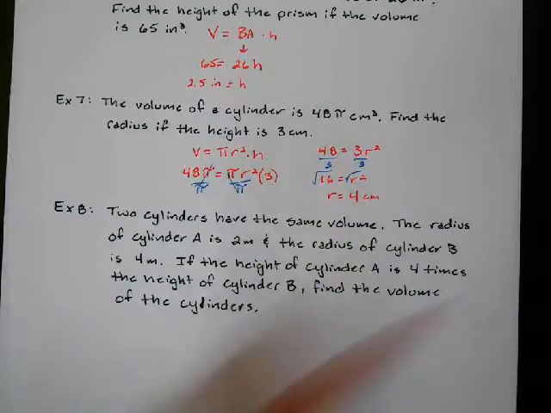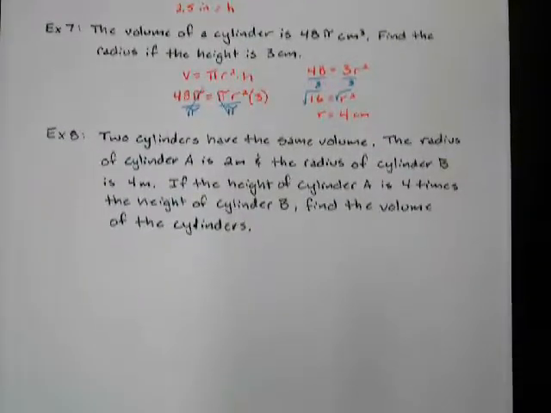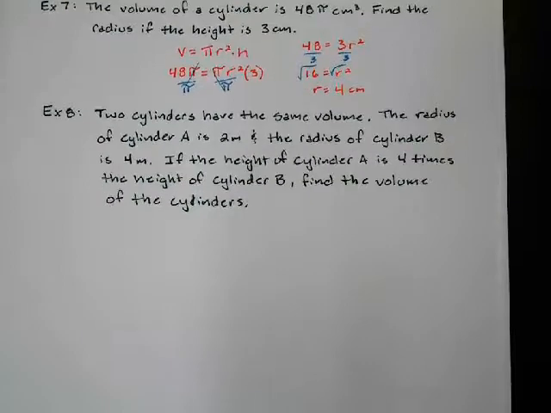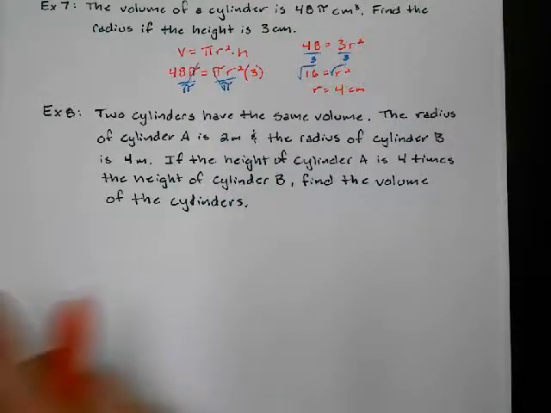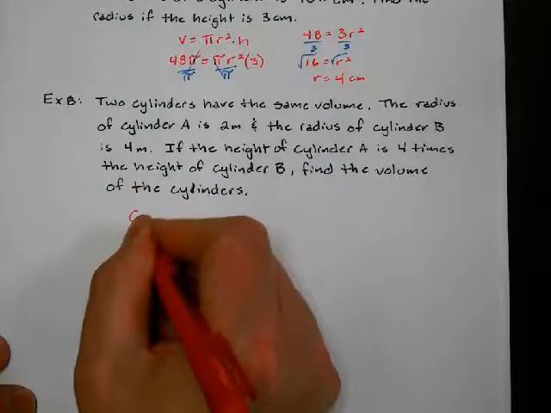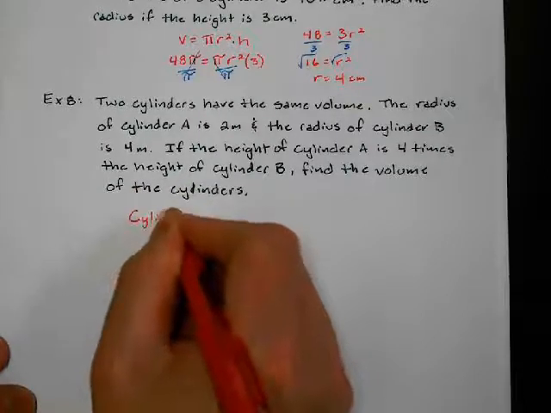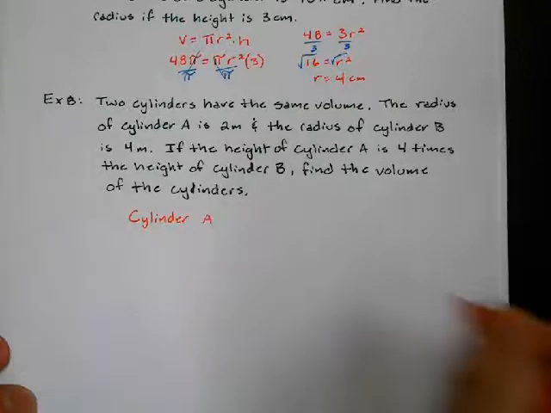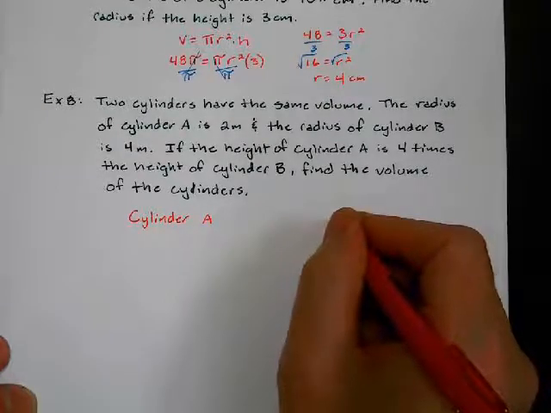All right, last one. Two cylinders have the same volume. The radius of cylinder A is 2 meters, and the radius of cylinder B is 4 meters. If the height of cylinder A is 4 times the height, oh, there's a lot here. Okay, so let's just start off with, I've got cylinder A over here, and I've got cylinder B over here.